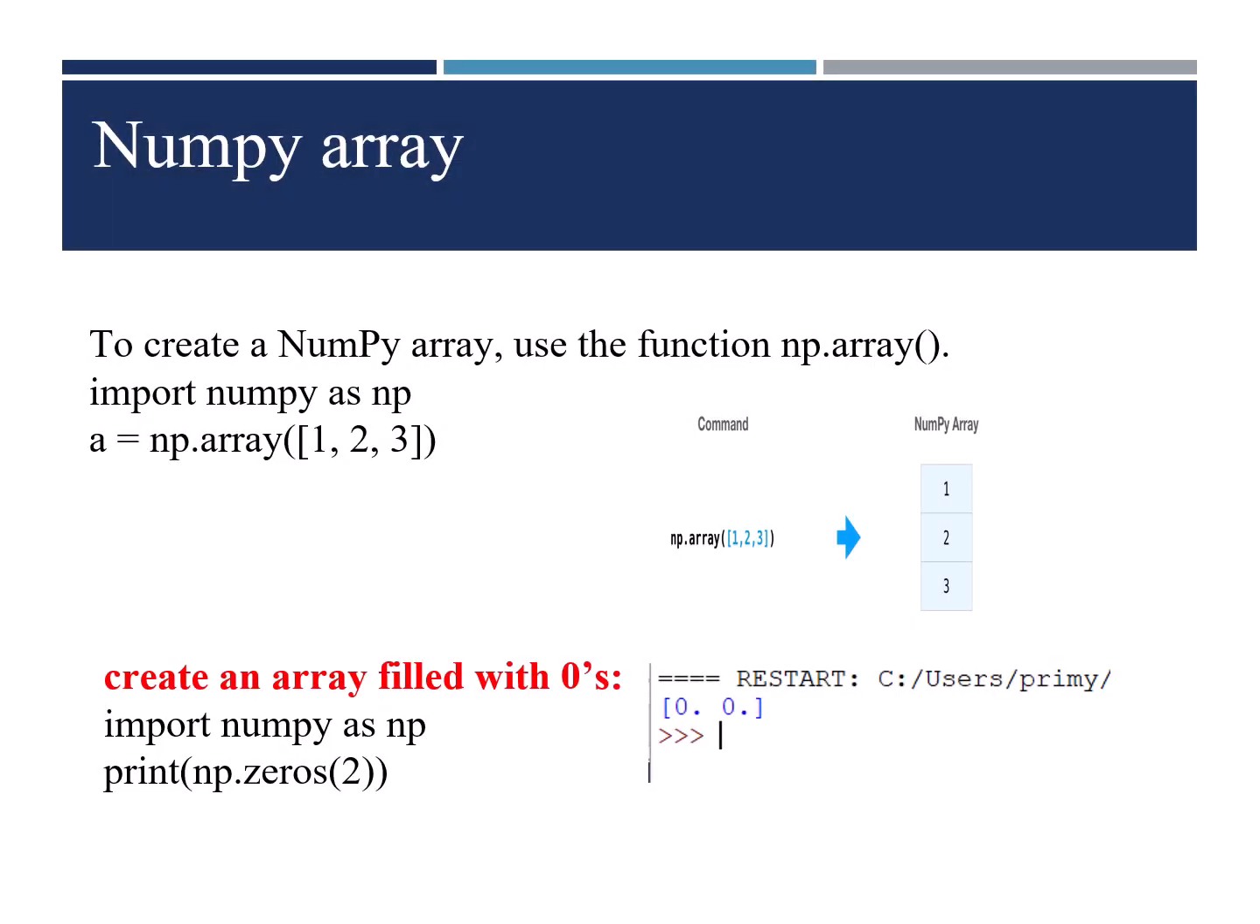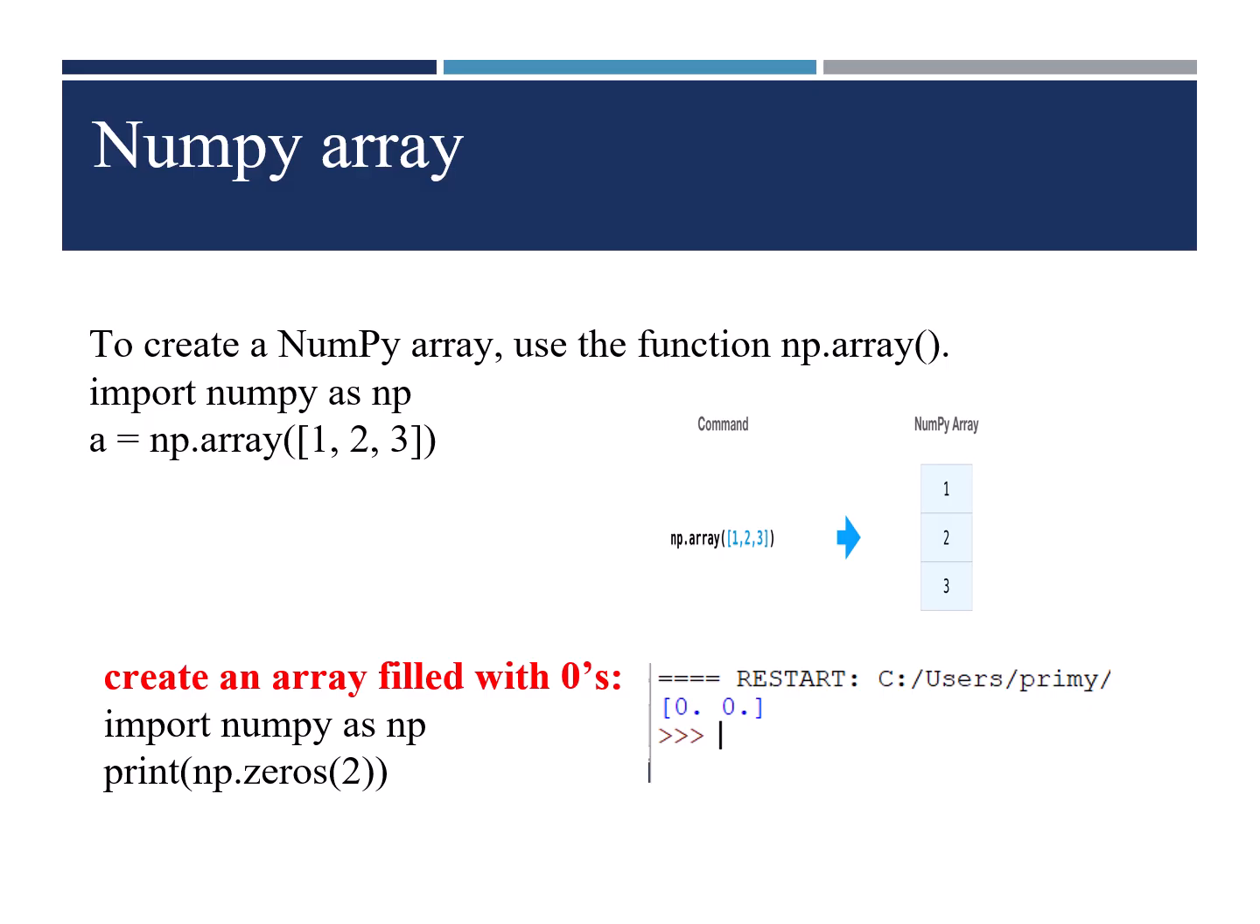Now to create a NumPy array, we might have used the function np.array. So import numpy as np, a equal to np.array of, within the square bracket we can have the collection of values. Now this is the command, and how the values will be represented is, on the right hand side we have an image, so the command and the values will be represented in this particular form.